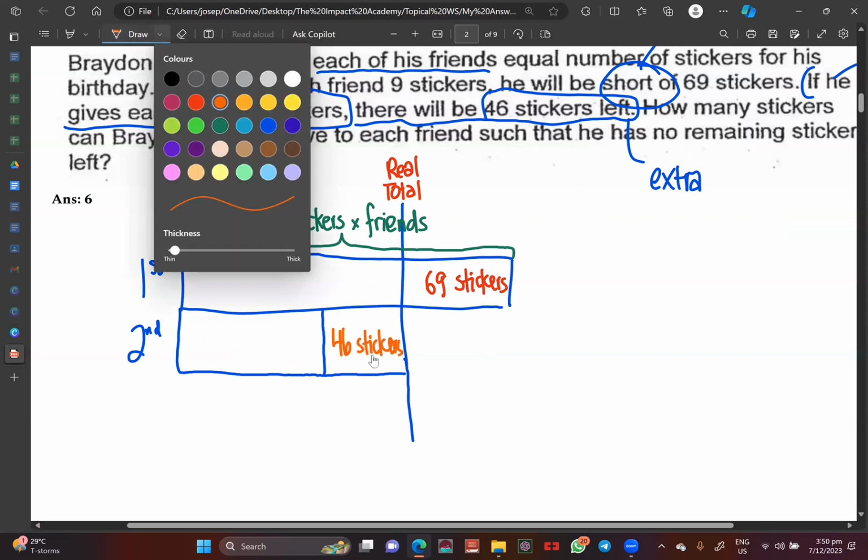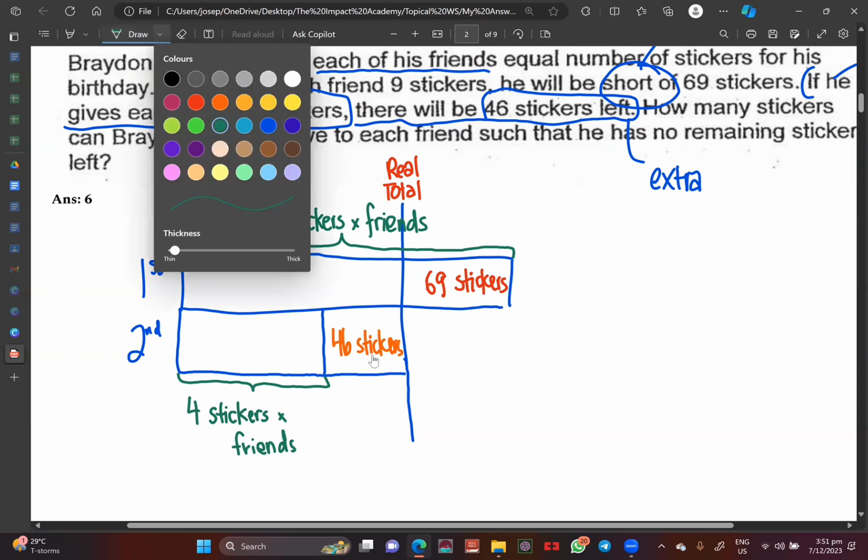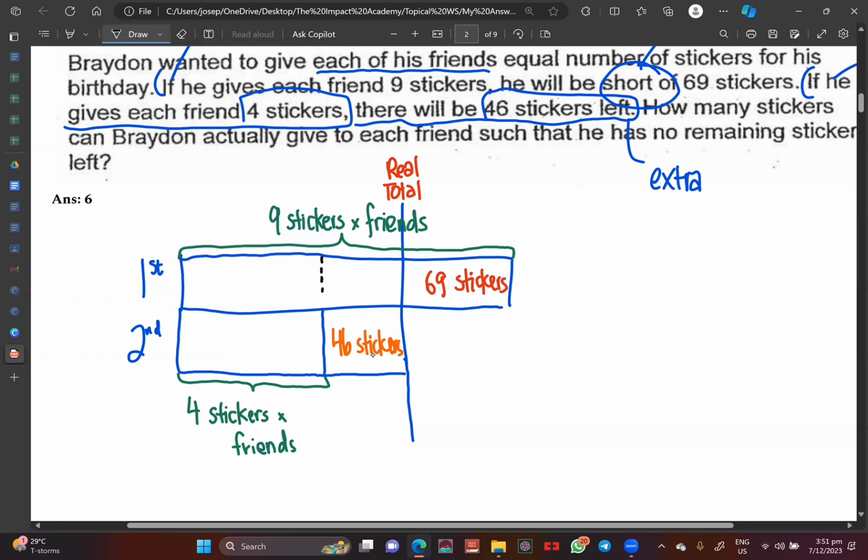And whatever we have from here all the way to here, it doesn't go all the way until the 46, right? It's actually 4 stickers times friends. I do not know how many friends I have. If I have 10 friends, then I will times 10. If I have 5 friends, then I will times 5. Now, what you want to do next is, of course, mirror image. So over here will be the same thing, 4 stickers times friends. I just put F as friends.